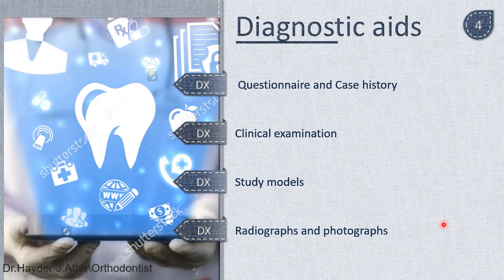The non-essential diagnostic record or supplemental diagnostic aid includes the hand-wrist radiographs, other radiographs which include CBCT, occlusal radiographs, periapical radiographs, myographs, etc.